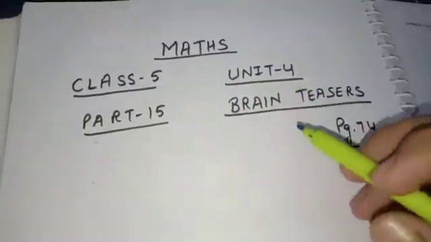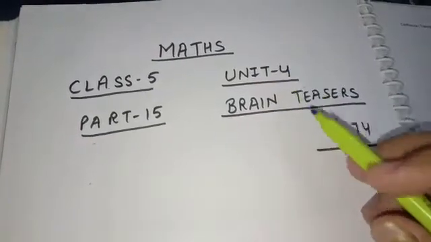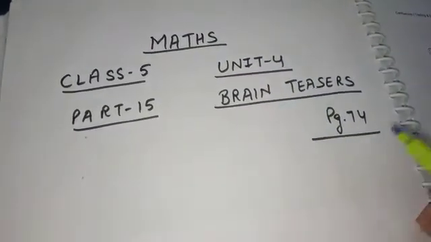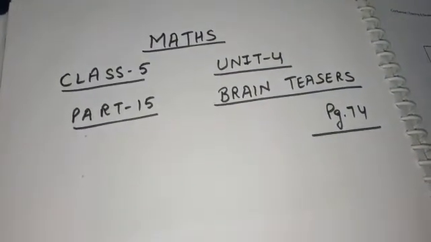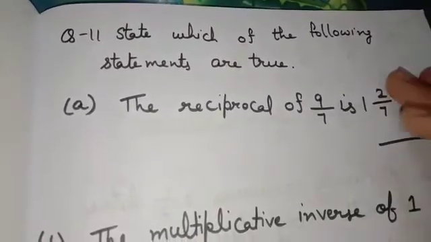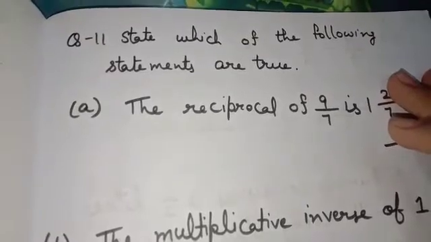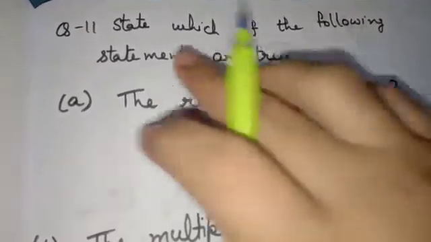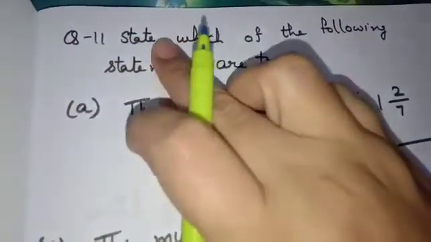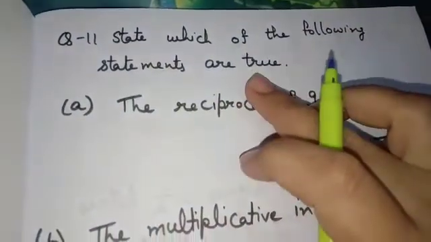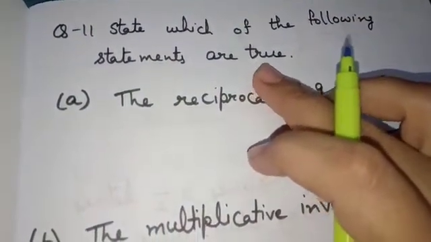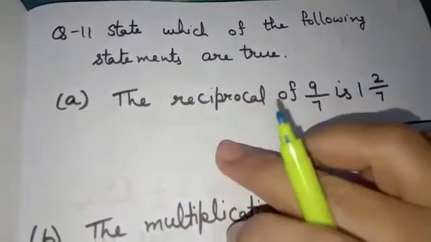Today we are completing the brain teasers of unit 4 which are at page number 74 of your book. In our previous video we have done question number 10. Now let's move to question number 11 of brain teasers. State which of the following statements are true. We need to check the statements are true or false.